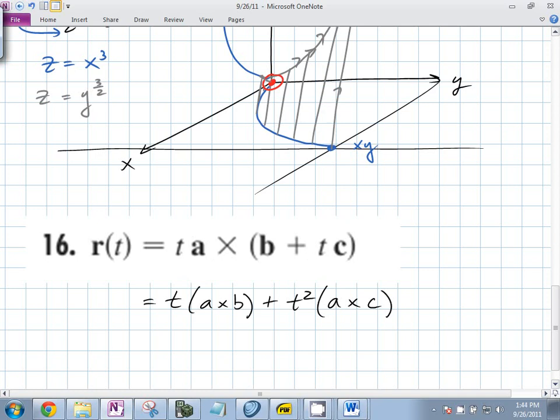Those are some of the rules from cross products. So if you take the derivative of this, r prime of t, anybody want to guess what the derivative is? T is a constant, correct? What's the derivative of 6x? 6. That'll be A cross B. So what's it going to be? A cross B plus what? 2T A cross C. Once you pull the constants out to the front, you look at what's in front of it.